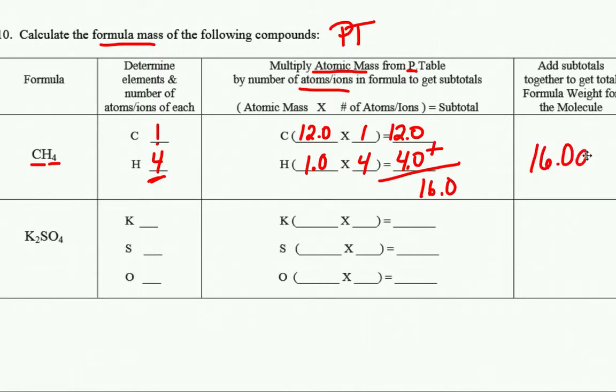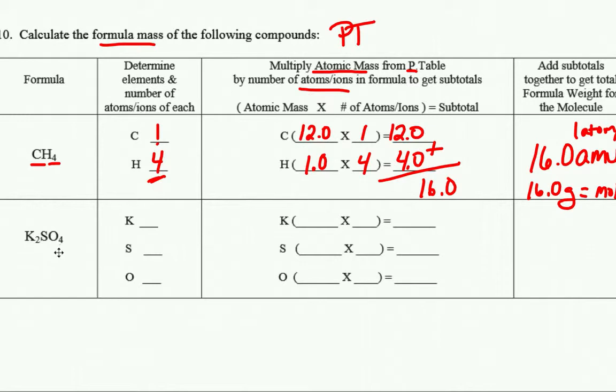And remember, we put AMU there if we're talking about one atom or one molecule. However, if we're talking about a whole mole of them, then we put 16.0 grams, and that's the mass of a whole bunch of atoms or a whole bunch of molecules. That's equal to the mass of 1 mole, or the molar mass.